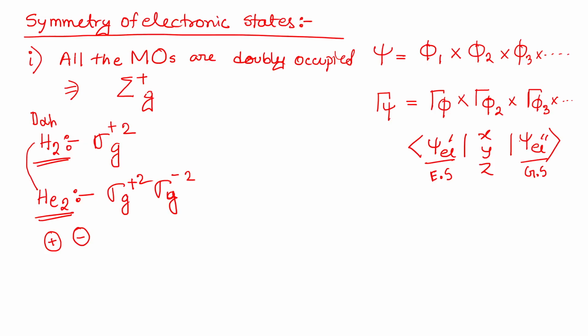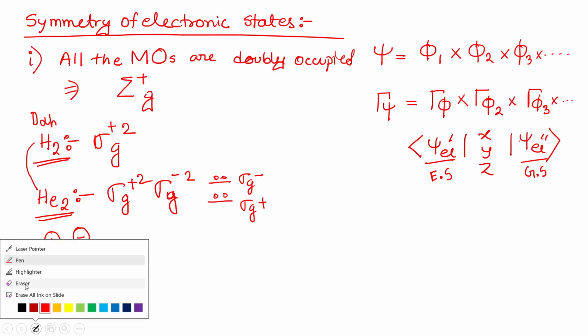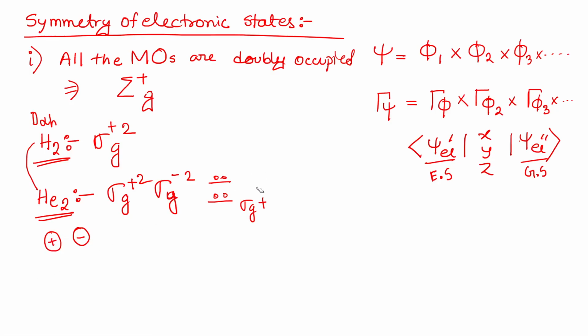All the MOs are filled. There are two MOs. This is your sigma G minus and this is your sigma G plus, right? All your MOs are filled up. Then what is going to happen? What we are actually doing is multiplying the symmetry of the orbitals to get the electronic state. So if you multiply the same thing with the same thing, that is going to eventually lead to a totally symmetric configuration, right? A totally symmetric state.